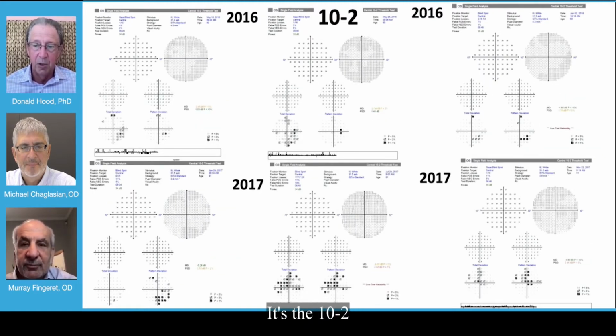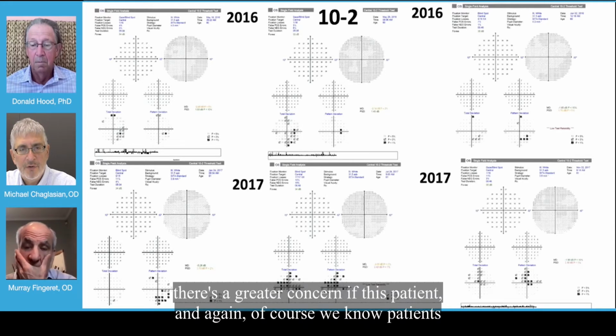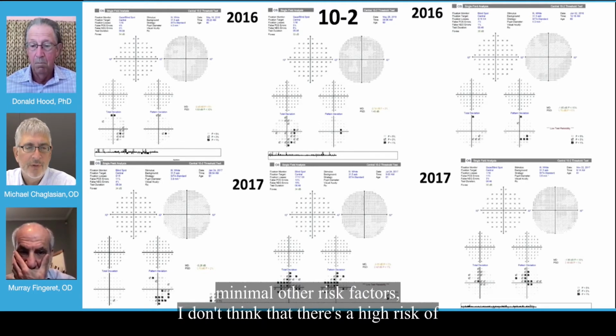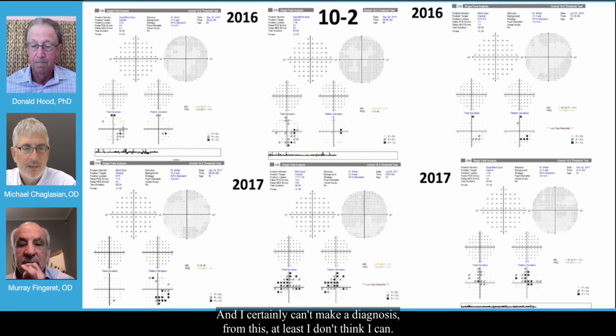Here's the 10-2. Yep. Again, if this patient had elevated intraocular pressure, then there's a greater concern. Of course, we know patients can have glaucoma with normal pressure, but with normal pressure and minimal other risk factors, I don't think that there's a high risk of glaucoma here just from the evidence that I'm seeing. And I certainly can't make a diagnosis from this. At least I don't think I can.